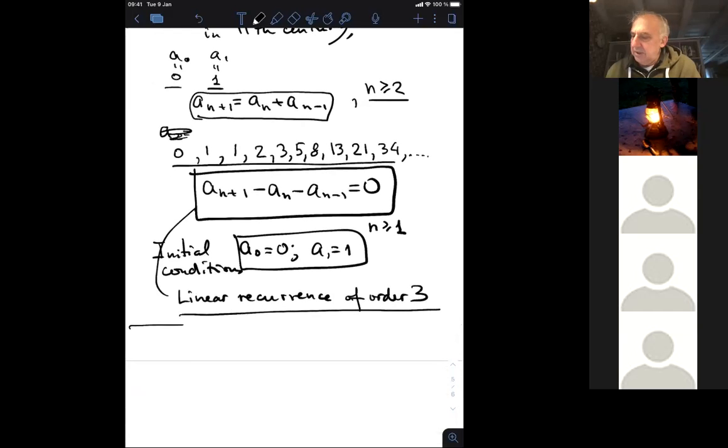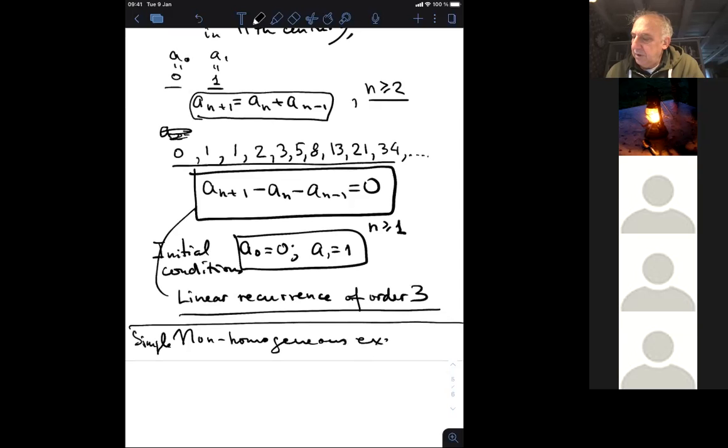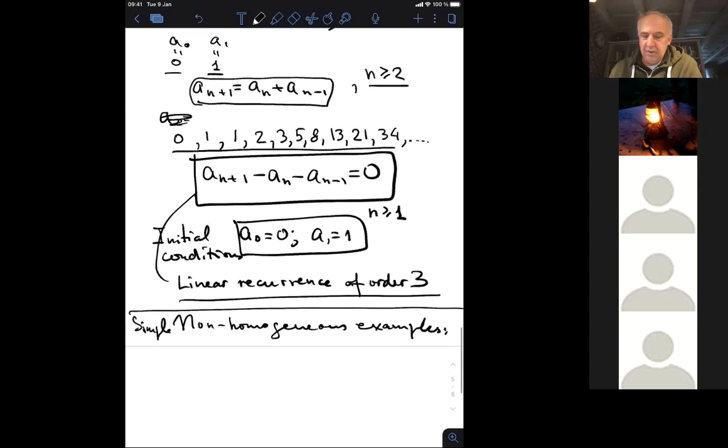Okay, so now let's discuss a little bit simple non-homogeneous examples. Non-homogeneous examples means that we have a recurrence of order 2.